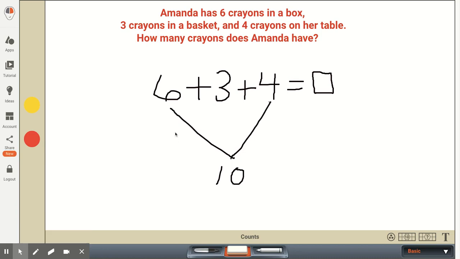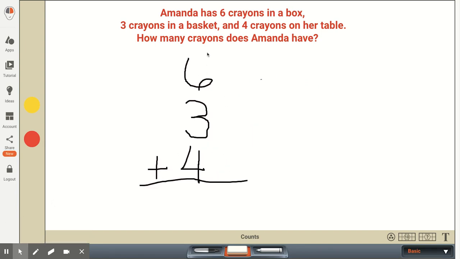Other first graders may have recognized that 6 plus 4, those two addends total to a sum of 10, and then they would add 3 more to 10 and get 13 for their answer. Either way would be great.